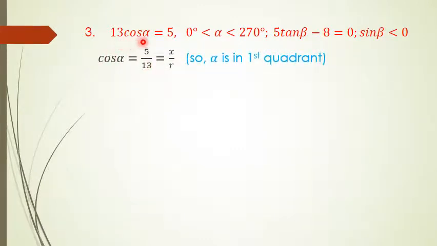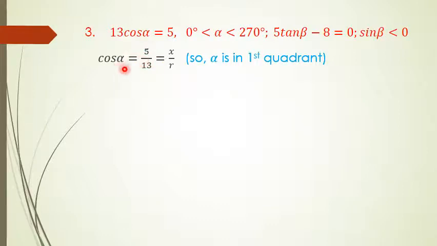So first, making cos alpha the subject here by dividing by 13 both sides of this equation, we have cos alpha equal to 5 over 13. That tells us that cos alpha is positive. Now we know that cos alpha is positive in the first quadrant and in the fourth quadrant. Now we must go on to decide in which one between the two alpha lies. We are helped by this extra information that alpha must be less than 270 degrees, therefore it cannot be in the fourth quadrant. Thus we conclude that alpha is in the first quadrant.